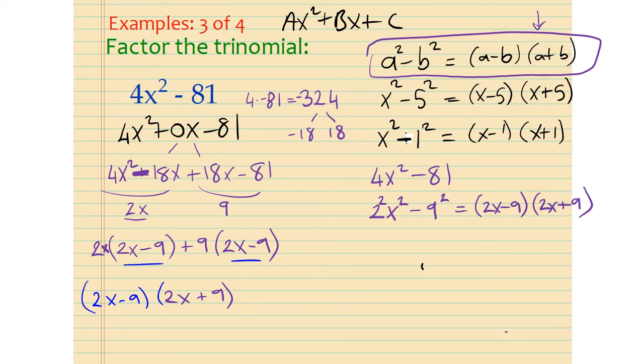I want to repeat: this method only works if you have perfect squares, a difference of perfect squares. If you have addition of perfect squares, it doesn't work. It must be subtraction, a difference of two perfect squares.